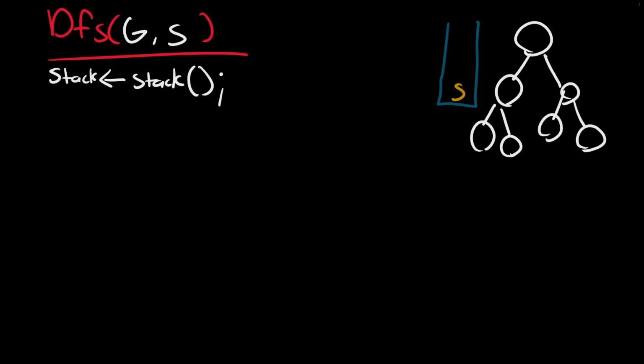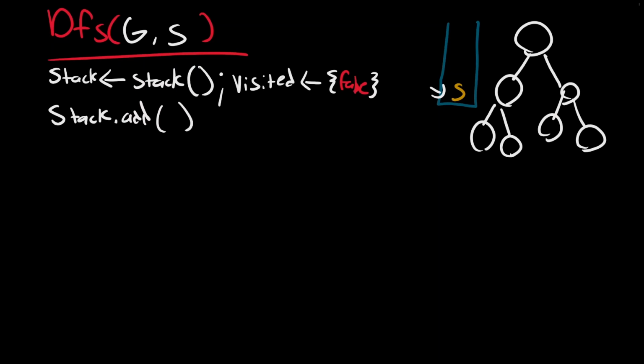We know we want to keep track of things that are visited. So let's try something for visited. Make this some sort of hash table. And let's instantiate everything to, I don't know, false. Just pretend that says false. And then we add to the stack S. We throw S in there to start it off.